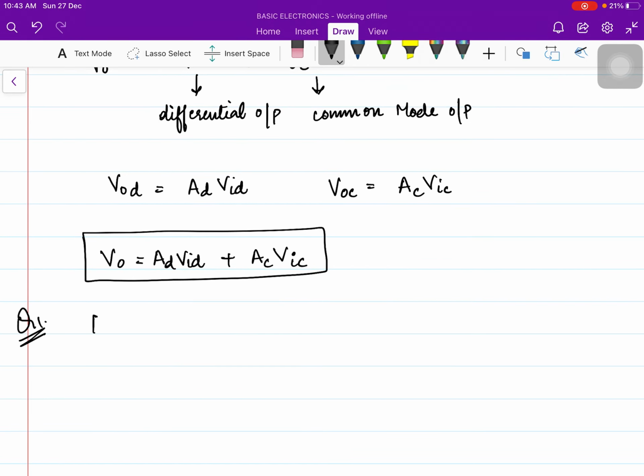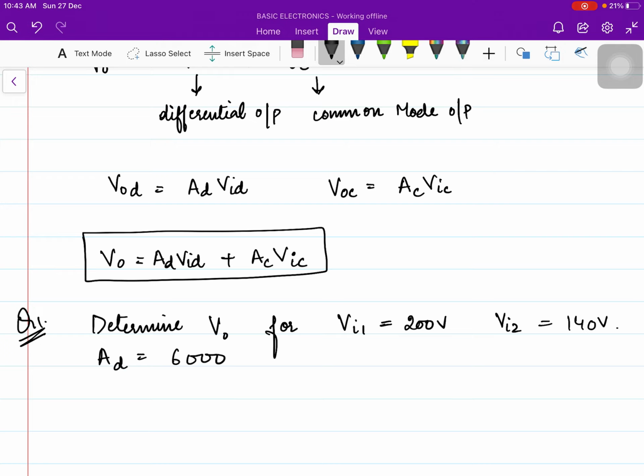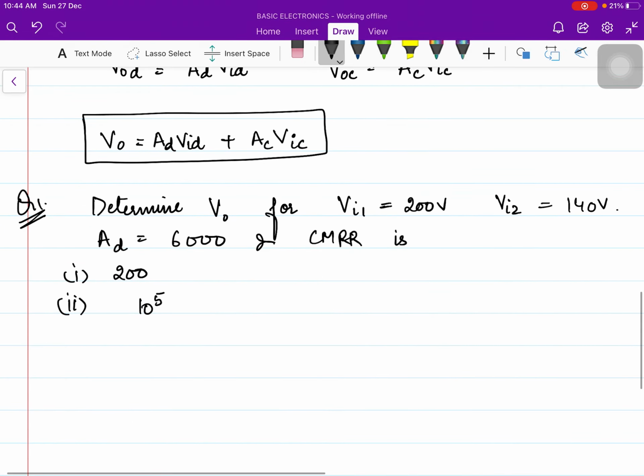Determine the output voltage of an op-amp. Determine V0 for Vi1, that means the first input voltage, given as 200 volt, the second input voltage given as 140 volt, and the differential gain given as 6000. The CMRR given to you is 200 for the first case, and for the second case it is 10 raised to the power 5. Now you have to calculate V naught for both the cases.